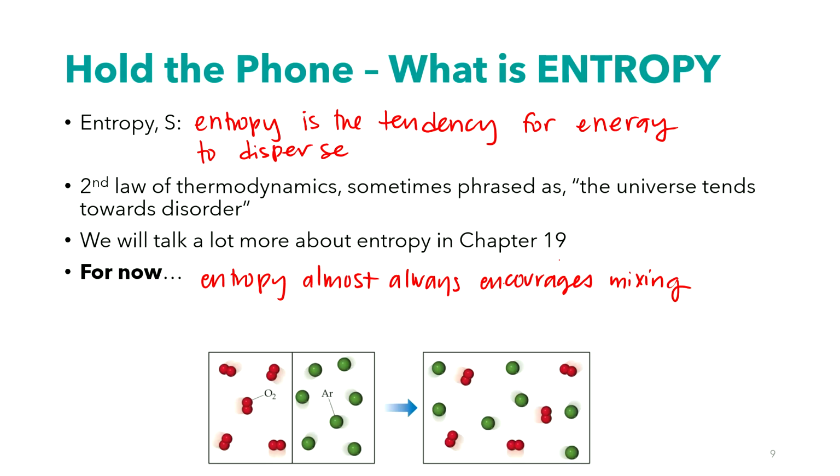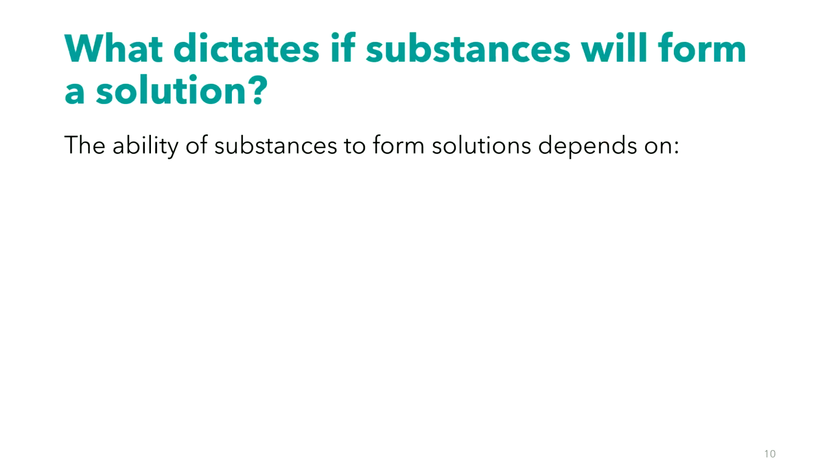Okay. So how do we decide? We know that we've got this entropy thing that's going to encourage mixing, but not everything mixes. So there's got to be something else that's going to help us decide if that process happens. Okay? So the ability of substances to form solutions or a mixture depends on, one, we just talked about it, our entropy, and then two, the enthalpy. Okay, so our other really big hitter in thermodynamic quantity is the enthalpy change as we mix two things.